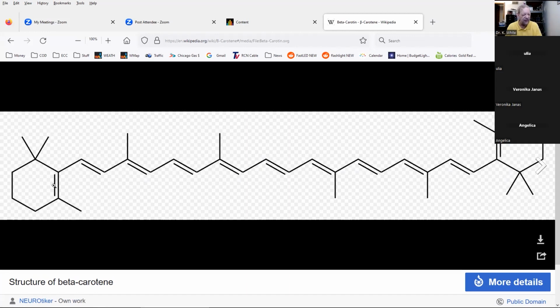And you notice the line here, two lines, double bond, another double bond, another double bond, another one, more. I think there are 11 double bonds. 1, 2, 3, 4, 5, 6, 7, 8, 9, 10. Oh, I counted right, 11. This is beta carotene. You're probably asking a question, why is he showing me this? Well, this is the molecule responsible for the color of carrots.